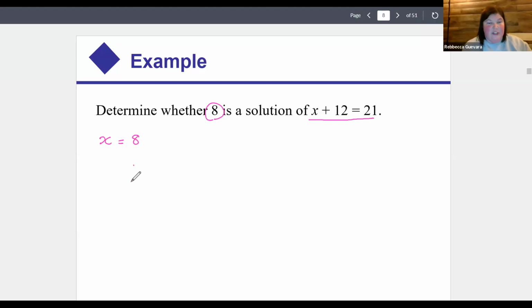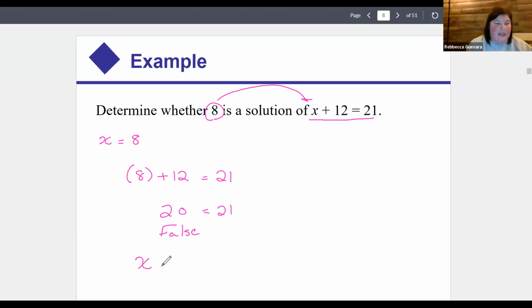Just like a value in equations, I'm going to replace my x here with this 8. So I'd have 8 plus 12 equals 21. Well, 8 plus 12 equals 20, not 21. Because this is not true, that would mean that x, there we go, sorry, probably need this little word here. So this is false. Therefore, x equals 8 is not a solution.